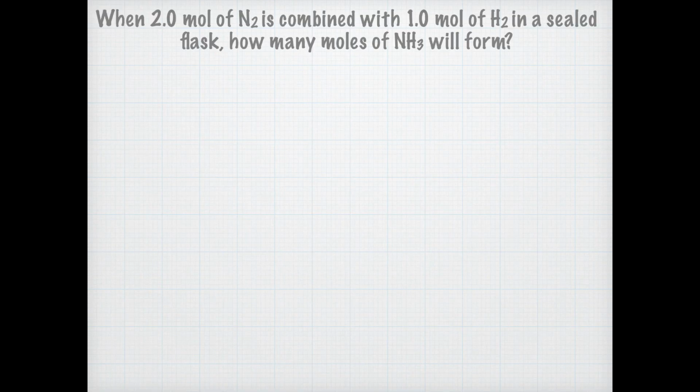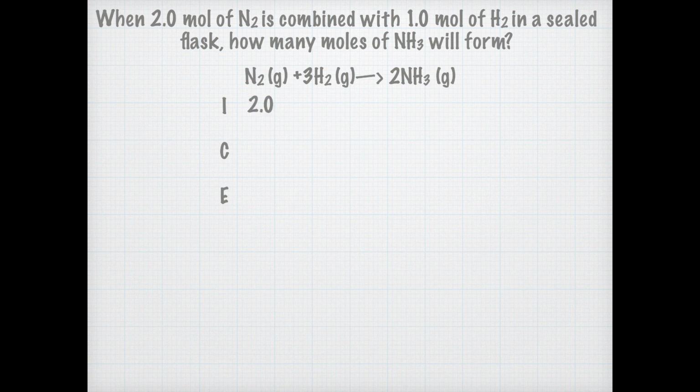So here I start off with 2 moles of nitrogen, and I combine it with 1 mole of hydrogen, and I ask how many moles of NH3 will form. So here's my reaction. I have an ICE chart. My initial number of moles of nitrogen is 2.0. My initial number of moles of hydrogen is 1.0. And my initial number of moles of NH3 is going to be 0 because I don't start with any.